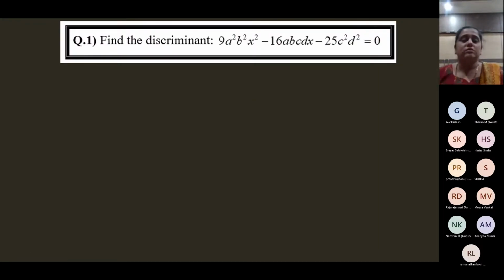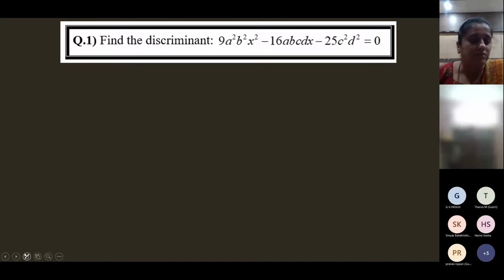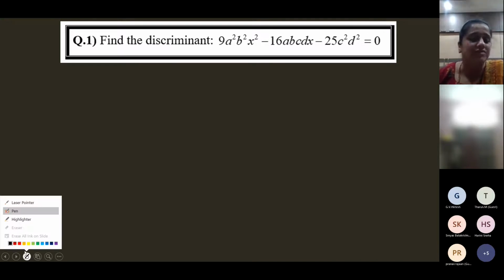So here, find the discriminant of this quadratic equation. Now tell me, can you see it in the standard form? Can you see x square here? How do you know it's in the standard form? See here, this is the coefficient of x square, this is the coefficient of x, and this is the constant which does not have an x or x square, correct? I'll show you again. This is the coefficient of x square. This is the coefficient of x. And this whole thing is the constant because there is no x or x square in this. So the given quadratic equation is absolutely in the standard form.